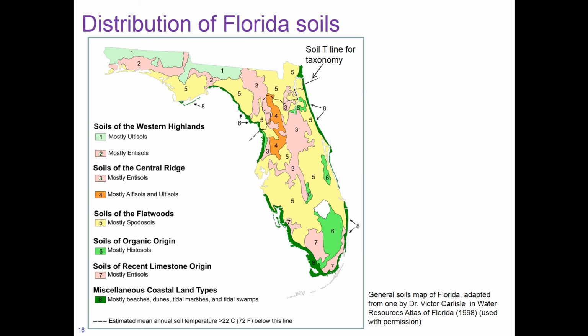This is a general map of the soil orders of Florida created by Dr. Vic Carlisle, who was a professor in the Soil and Water Science Department, University of Florida. The distribution of orders is closely tied to physiography. The most extensively occurring landform of Florida is flatwoods. And spodosols are prevalent soils on flatwoods, and therefore they're the most extensively occurring of the 8 soil orders of Florida. Entisols are second in extent.